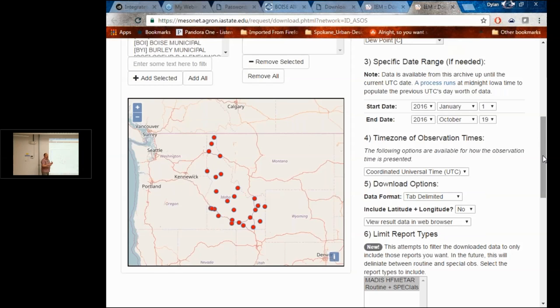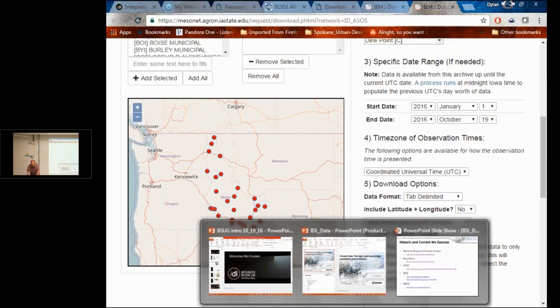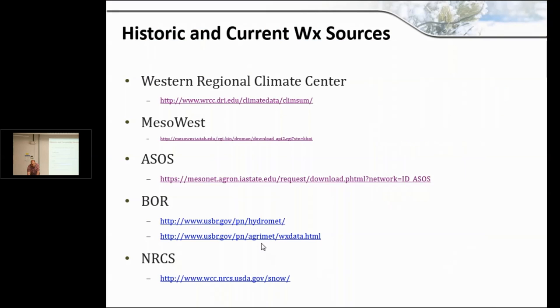The other one's kind of more of one that, if you're very familiar with weather data, is really simple because you can pull up a lot of data quick. This one is a little more time consuming but not significant.